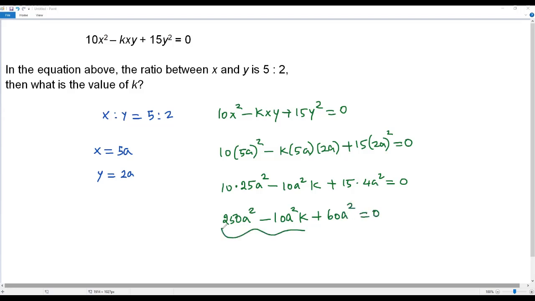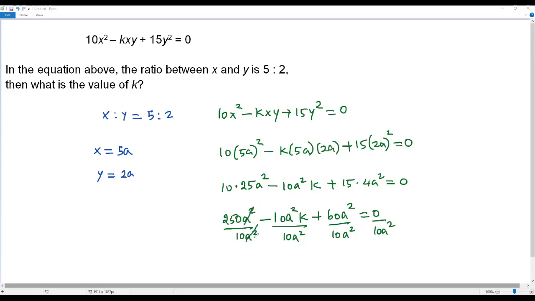When I look at the expression, what is the greatest common divisor for all the terms in this expression? Clearly it's 10a². So we can divide the whole equation by 10a² to simplify. Let me divide the first term by 10a², the second term by 10a², the third term by 10a², and on the right side 0 by 10a². That is, I divided both sides of the equation by 10a².